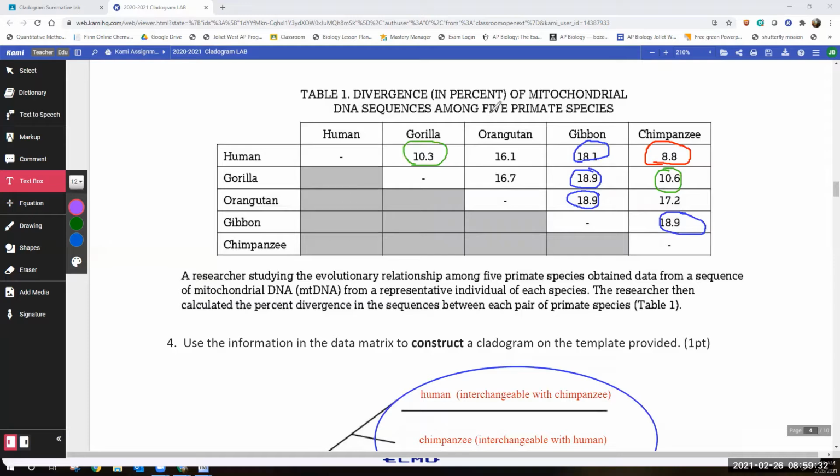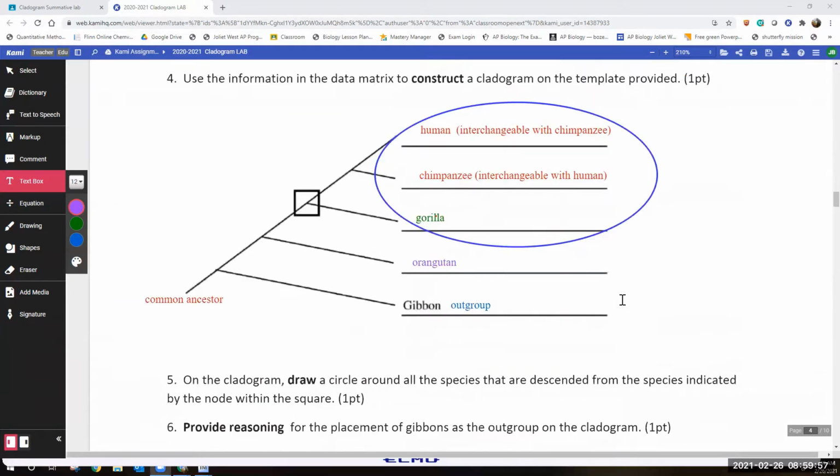That's going to show more similarities than the human compared to the orangutan, that's 16.1, or the chimpanzee compared to the orangutan, that's 17.2. So I know that the orangutan should be further away from the human and the chimpanzee than the gorilla, and the gorilla should be closer to both of those organisms. So that's how I showed it on the cladogram. The gorilla should have a closer relationship to the chimpanzee and the human, and the orangutan will have a more distant relationship to those primates.